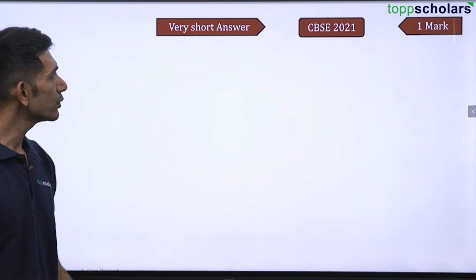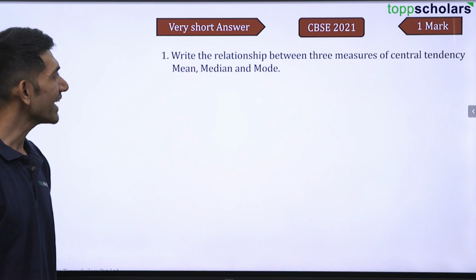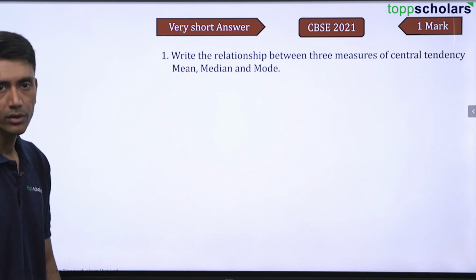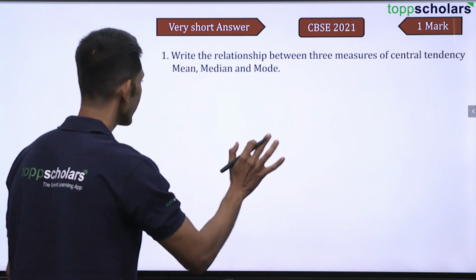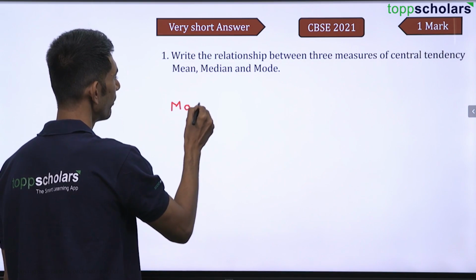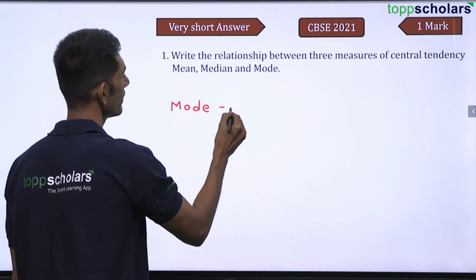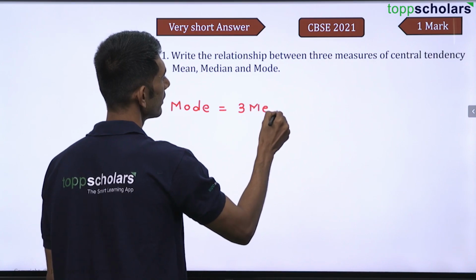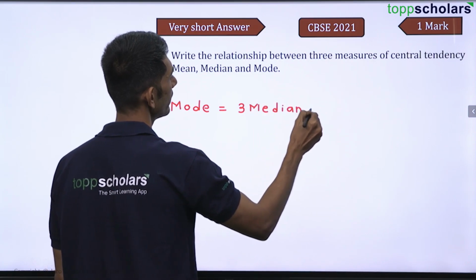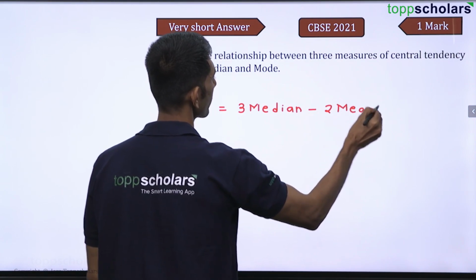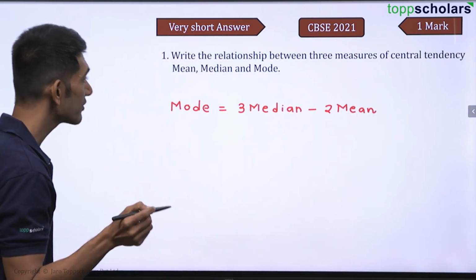So let's have a look at a new question. It says write the relation between the three measures of central tendency: mean, median, mode. Okay, so what is the relation? This you have already studied in your NCERT as well. That is, mode is given by 3 times median minus 2 times mean.